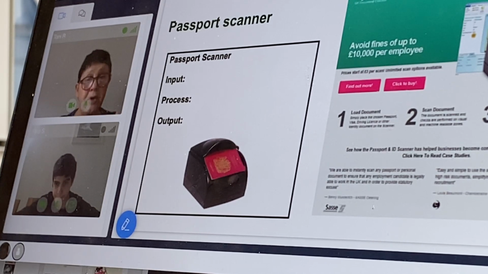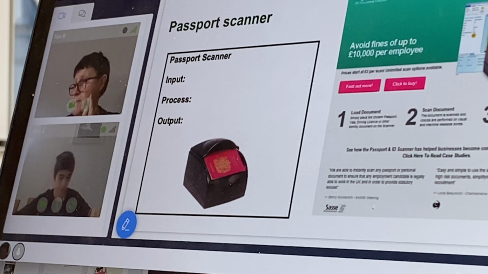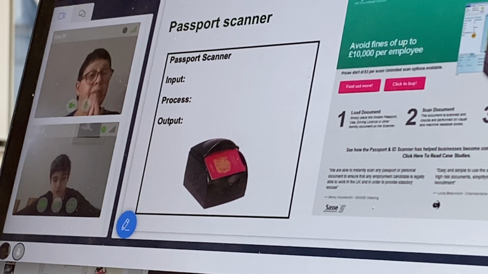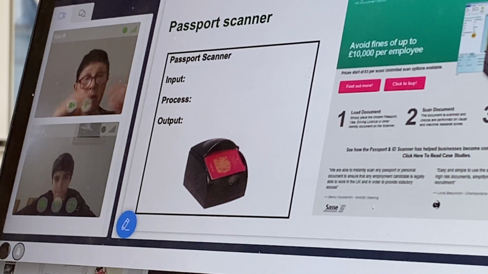So we're talking about input, process, output. So what is the input here? What data is going into the computer system? The information from the passport. Yes, there's actually a barcode in there that it's reading. So what is the process? What is the computer doing with that barcode? It's processing it. Exactly right.